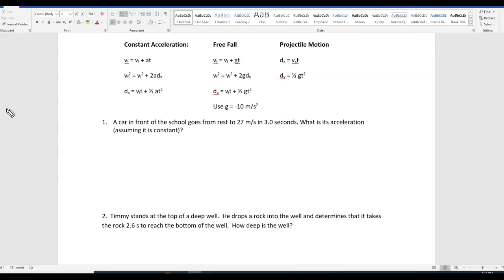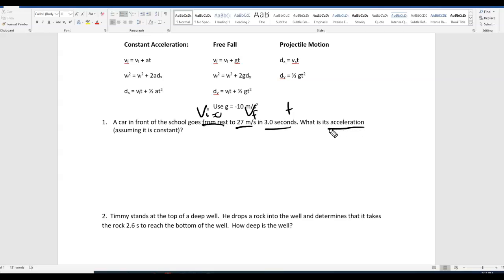Okay, so question 1 says a car in front of the school goes from rest to 27 meters per second in 3 seconds. What is its acceleration, assuming it is constant? Okay, so we know that we've got these 3 equations if we have constant acceleration. And as you read through, you're looking, number one, for numbers and units, of course, but also for context clues like if the car starts from rest, that means it has an initial velocity of 0. Okay, that's its starting velocity. Its ending velocity, its final velocity, v final, is going to be 27. And the time is 3 seconds.